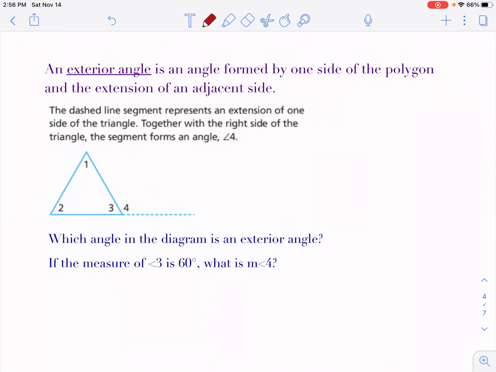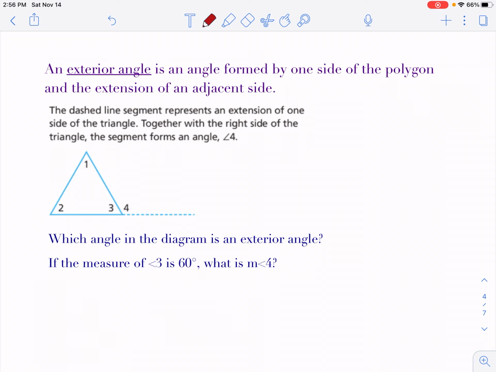Exterior angles are on the exterior of the triangle, or the outside of the triangle. These are formed by one side of the polygon and an extension of an adjacent side. Adjacent means next to. So in this triangle, you can see through the dashed line, which is an extension of one side of the triangle next to that exterior angle.